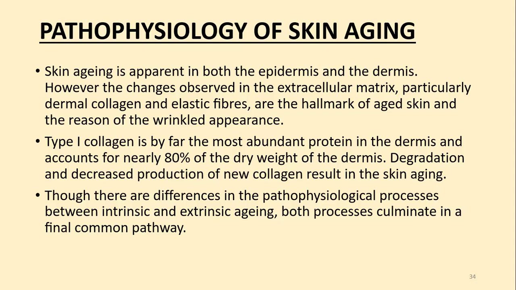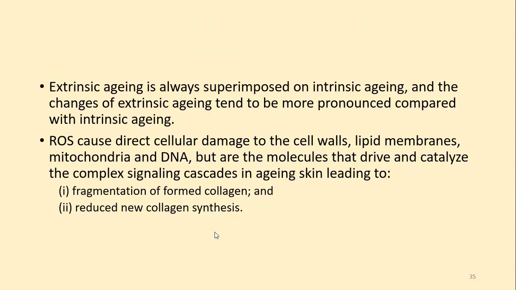Type 1 collagen is the most abundant protein in the dermis and accounts for 80% of the dry weight of the dermis. The degradation and decreased production of new collagen result in skin aging. This is a simple definition. Though there are differences in pathophysiological processes between intrinsic and extrinsic aging, both processes culminate in the final common pathway, and that is the decrease in collagen production or increase in collagen degradation. Extrinsic aging is always superimposed on intrinsic aging, and extrinsic aging tends to be more pronounced compared with intrinsic aging.